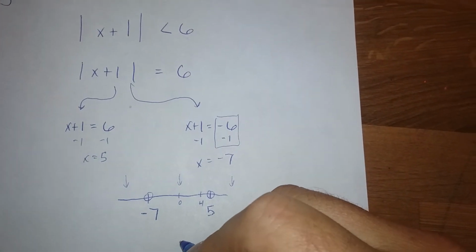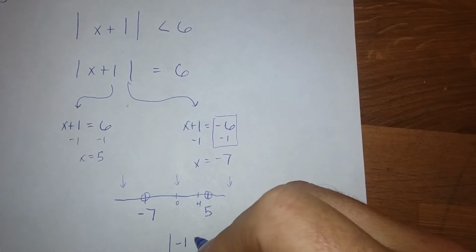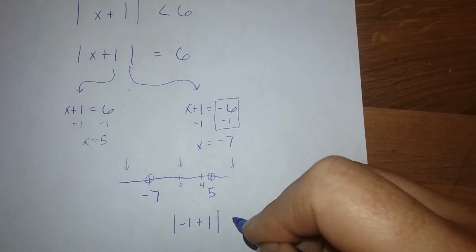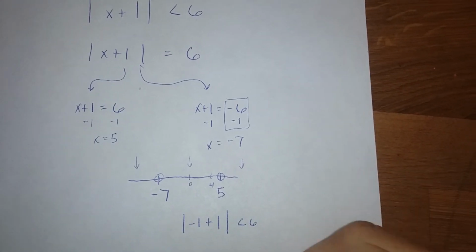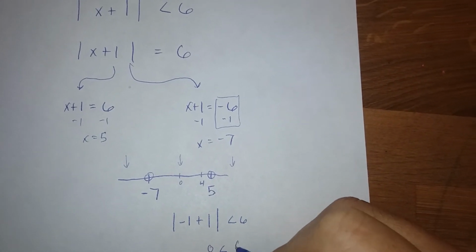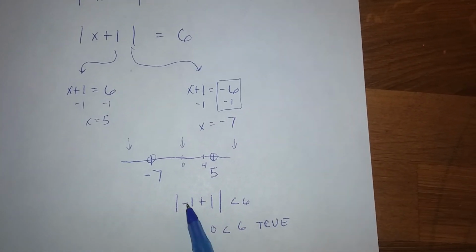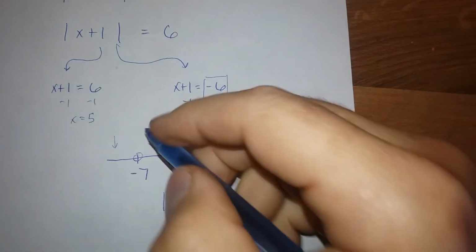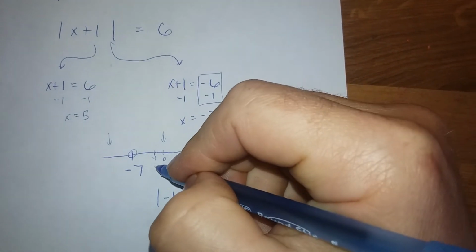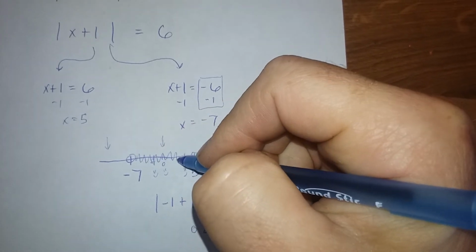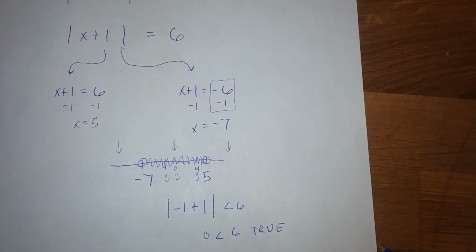I'll try negative 1 just for the sake of you seeing me actually plug in a value for x. When I plug in negative 1, I get the absolute value of 0, which is 0, and 0 is less than 6. That is a true statement, which means that negative 1 is also a solution. So this was a solution, this was a solution, and this was a solution. So all of my solutions are between negative 7 and 5.